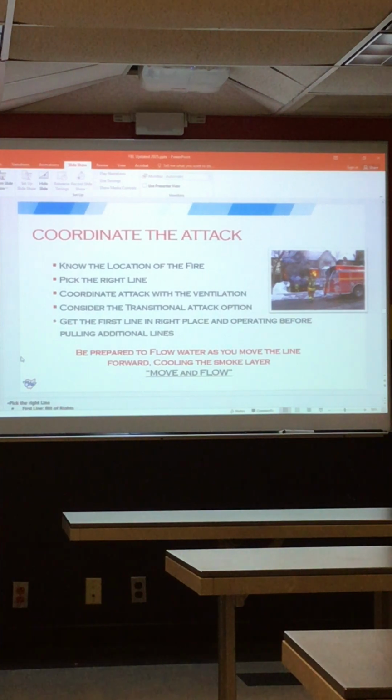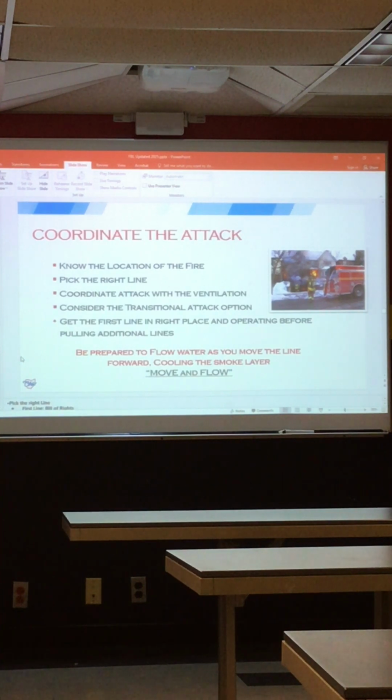Coordinate attack with ventilation, like you said. If you don't coordinate attack with ventilation, things could get bad real quick instead of getting better. Always consider that transitional attack option if you can. Remember, that's just a tool in the toolbox. Doesn't mean we always have to do it, but consider it. First line in the right place, and then pull additional lines. The saying is, the fire goes as the first line goes, right? If the first line doesn't go well, then you're probably not gonna have a good outcome. So try to make sure you get that first line in place in the right spot right away.